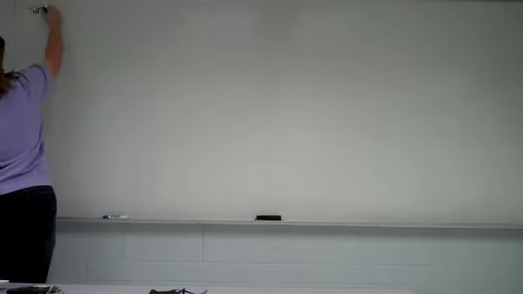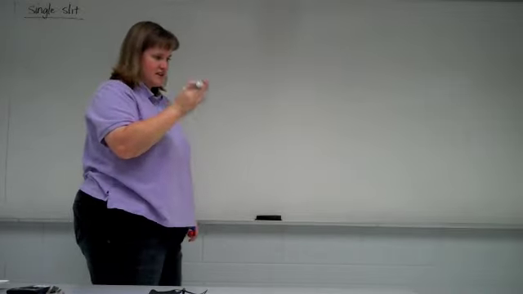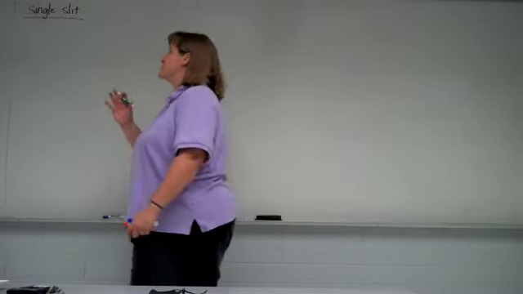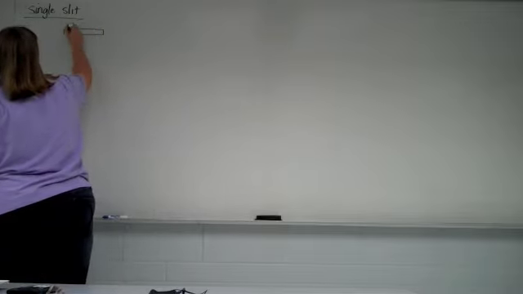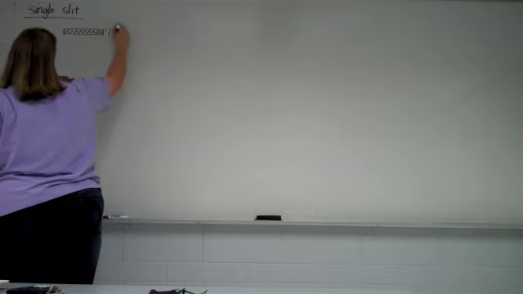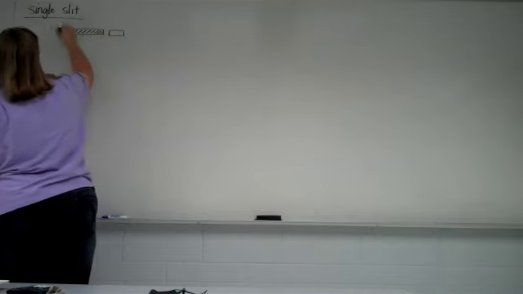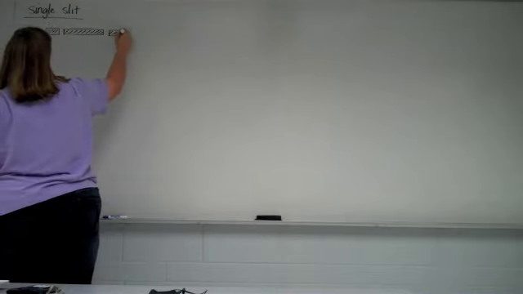Okay, so it's a bit of a little review. For single slit interference, when light is shone through a single slit, a vertical slit is what we looked at. The pattern you get is a wide, bright central maximum, and then you get smaller and a little bit dimmer maxima on either side.